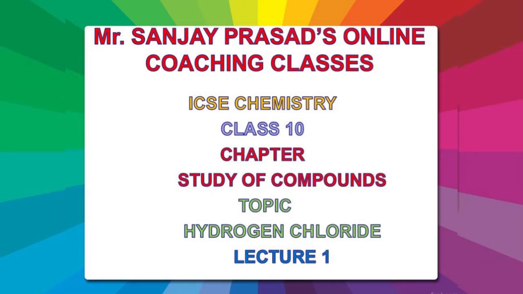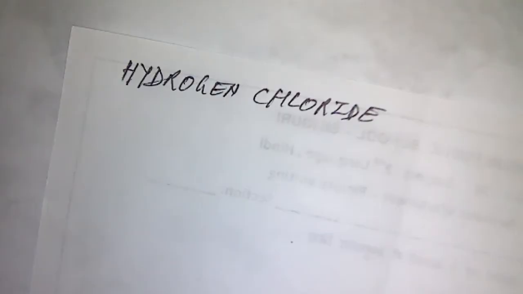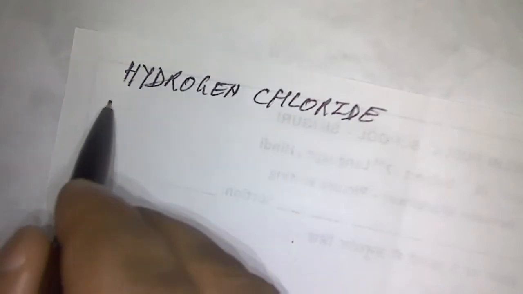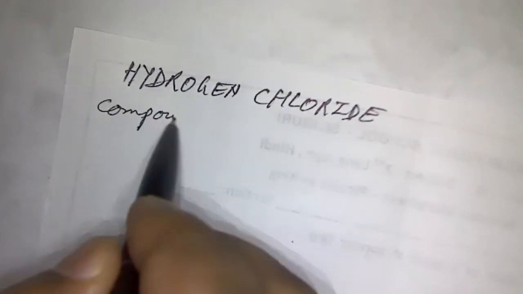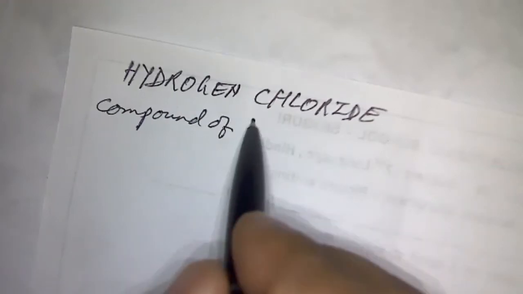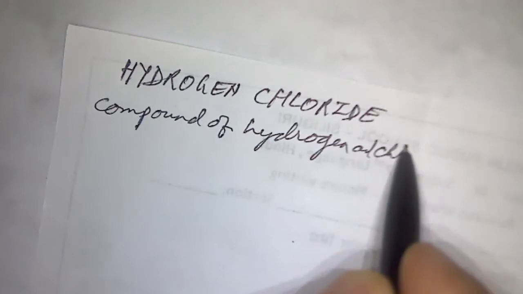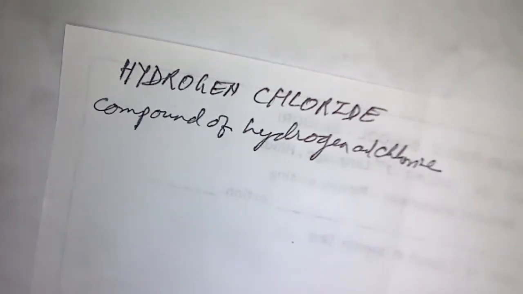So we are going to start with hydrogen chloride. Okay. Hydrogen chloride is a compound, and it is a compound of what? The two things you can already see here: hydrogen and chlorine. So it is a compound of hydrogen and chlorine. Hydrogen chloride is a compound of hydrogen and chlorine.